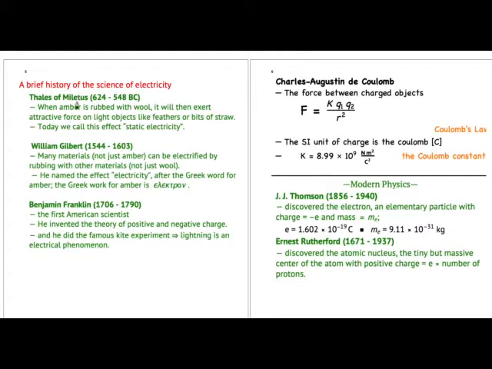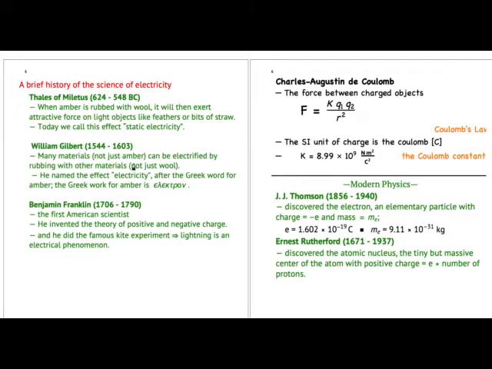Now, moving ahead 2 centuries, William Gilbert was an English physician and scientist, and he observed that many materials, not just amber, can be electrified by rubbing with other materials, not just wool. And he named the effect electricity. That's where we get the word in the English language for electricity. The word was coined by William Gilbert.